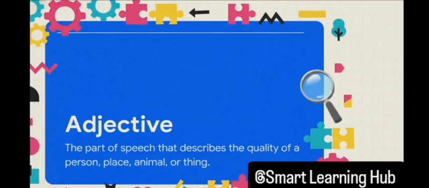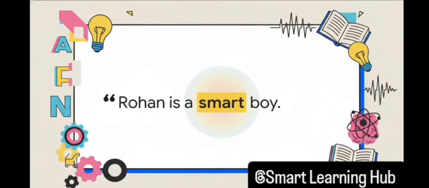First up is the adjective. Think of these as our descriptive blocks. Their whole job is to add color, texture, and detail to our nouns. They answer the question, what kind? This is how we make our language really vivid and specific. Just notice how one word here changes everything. Rohan is a boy is just a fact. But when we add the adjective smart, we suddenly get a much richer picture in our heads. We've just added a really crucial layer of detail to our noun, boy.